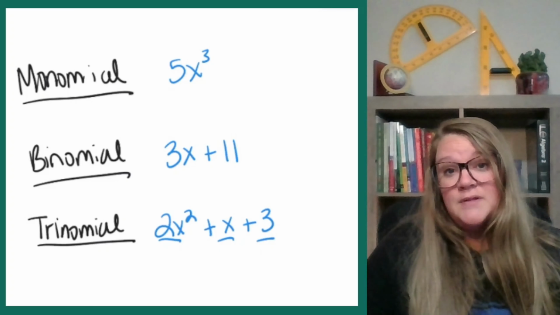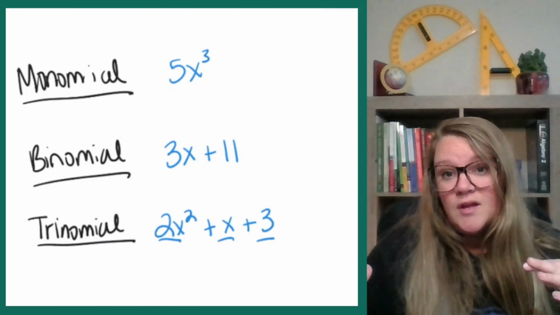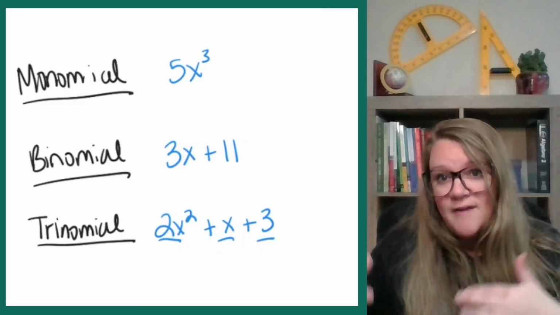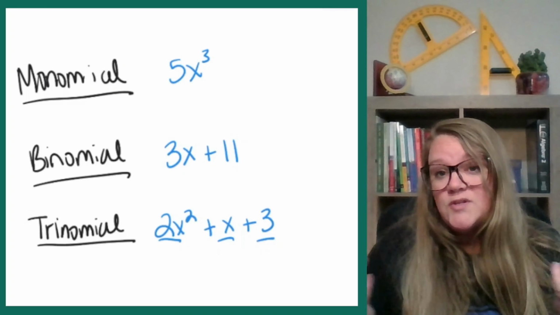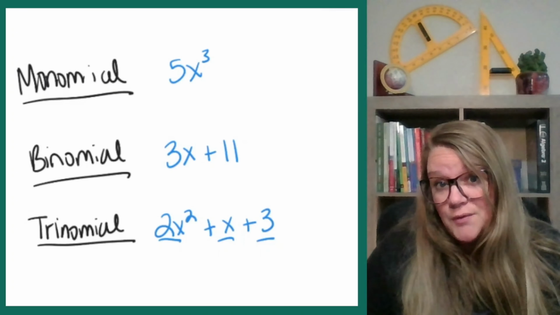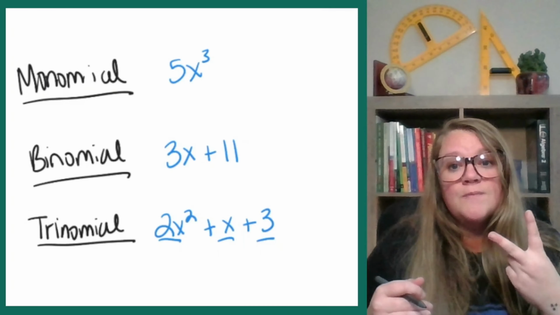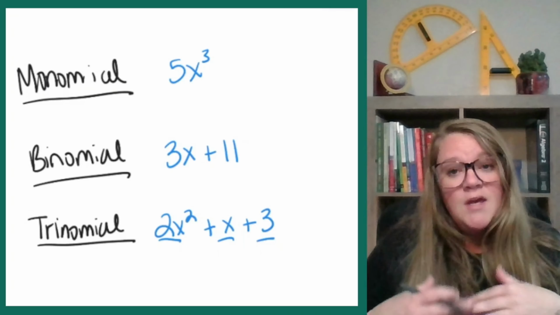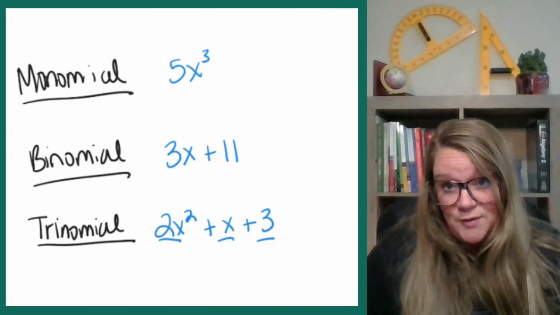Now, what happens if I have four terms? Is there a word for that? We don't have any word for 4 terms, 5 terms, 6 terms, and higher. Once it hits 4 terms, we just call it a polynomial, okay? So, monomial has one term. Binomial has two terms. Trinomial has three terms. Anything higher than 3 terms is called just a polynomial, okay?